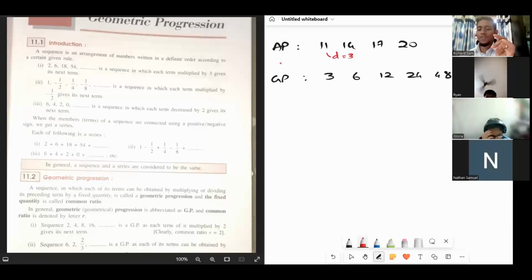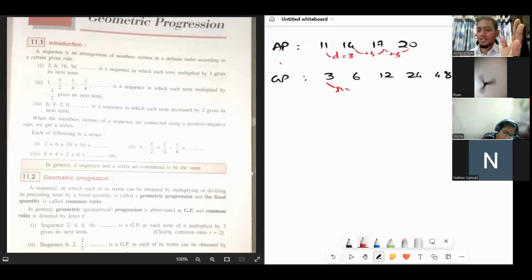For a GP, there is a ratio R. A common ratio means you have to multiply with that value to get the next term. Coming back to AP, 11 plus 3 is 14, 14 plus 3 is 17, and then 17 plus 3 is 20.